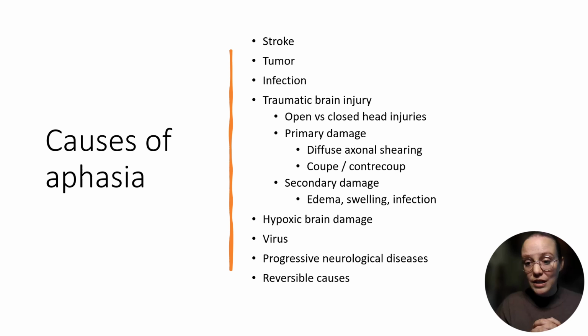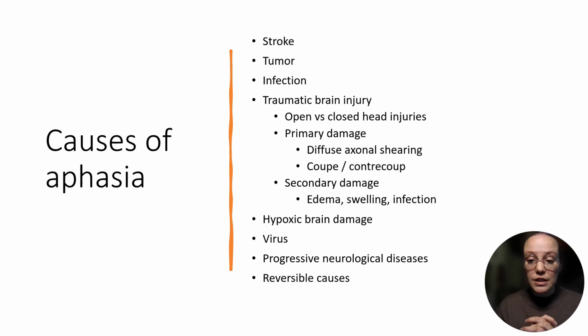The last one I want to mention here is that there are some reversible causes of aphasia. One can be a medication. An example is one for epilepsy that can cause an immediate change in the ability to produce language. It doesn't happen to everyone. It's pretty rare, but that's a reversible cause because you can switch the medication.